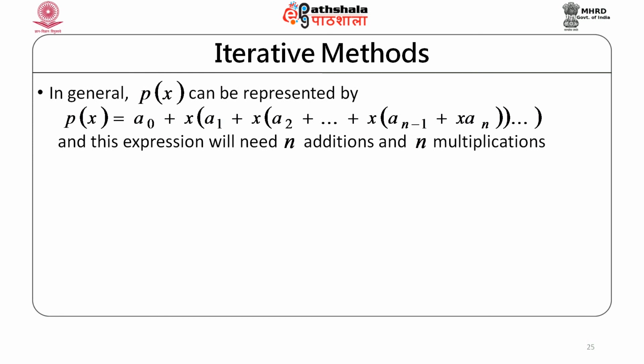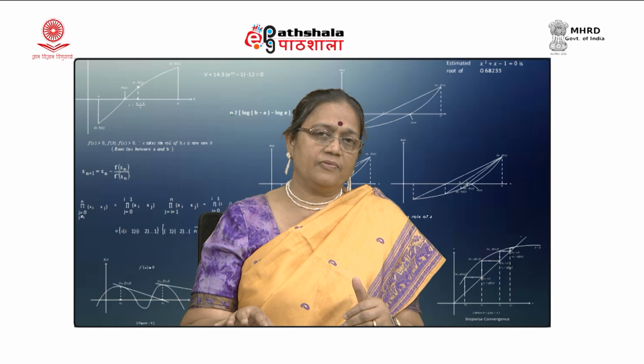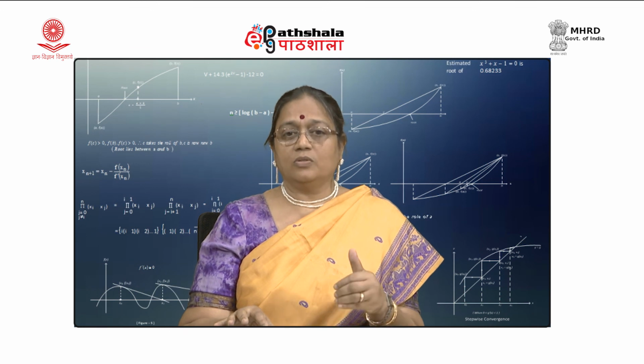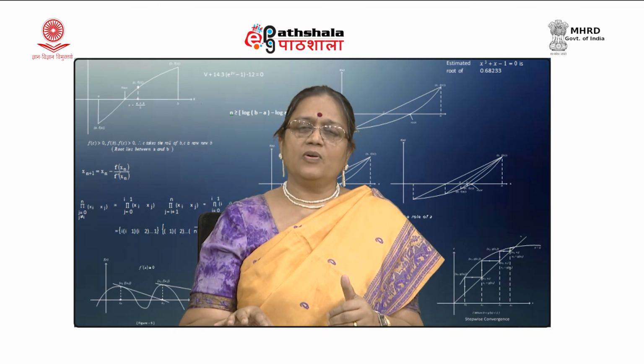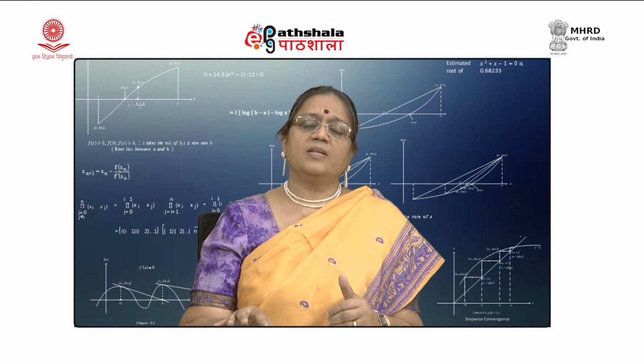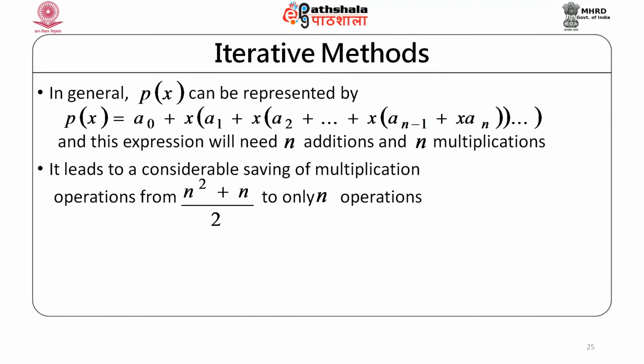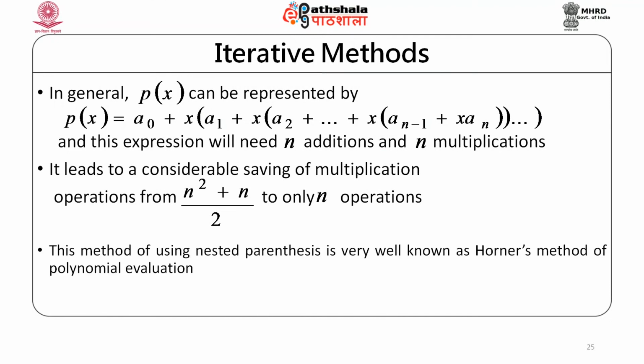So, it has considerable advantage from the computation point of view that we use nested parenthesis to evaluate a polynomial, and in every iteration it is not only evaluation of the polynomial, but also the derivative, a polynomial of degree n minus 1. So, there also we will use only n minus 1 multiplication operations, whereas in the other case it will again be the order of n square. So, this saves computationally a lot. This method of using nested parenthesis for polynomial evaluation is very well known as Horner's method.